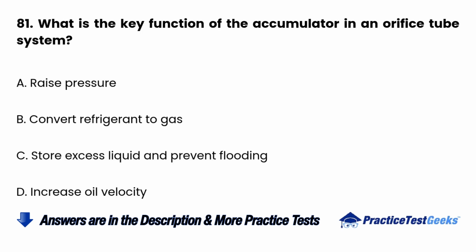81. What is the key function of the accumulator in an orifice tube system? A. Raise pressure. B. Convert refrigerant to gas. C. Store excess liquid and prevent flooding. D. Increase oil velocity.